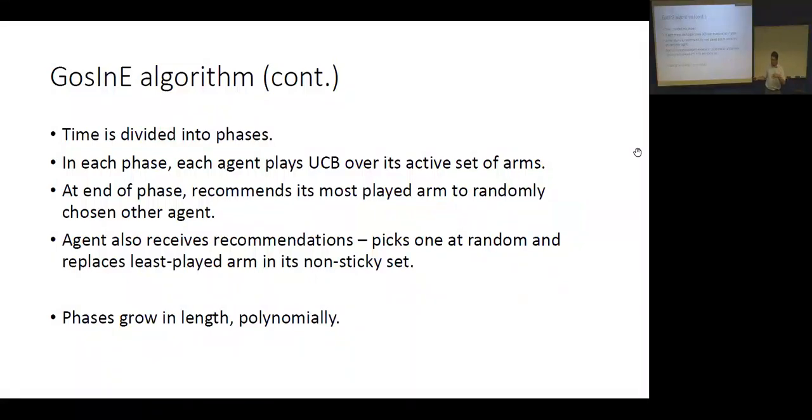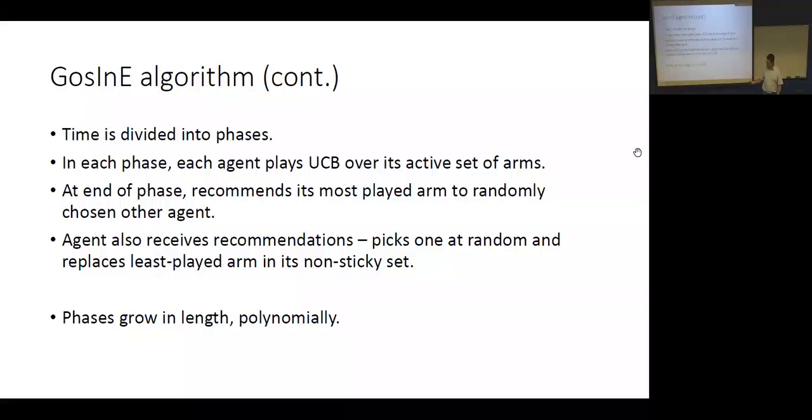We are going to divide time into phases. In each phase, the agent plays its active set, running UCB over this active set. During a phase, there is no communication. All the communication happens at the ends of phases. At the end of the phase, the agent recommends the arm it played the most in that phase to a randomly chosen agent neighbor.